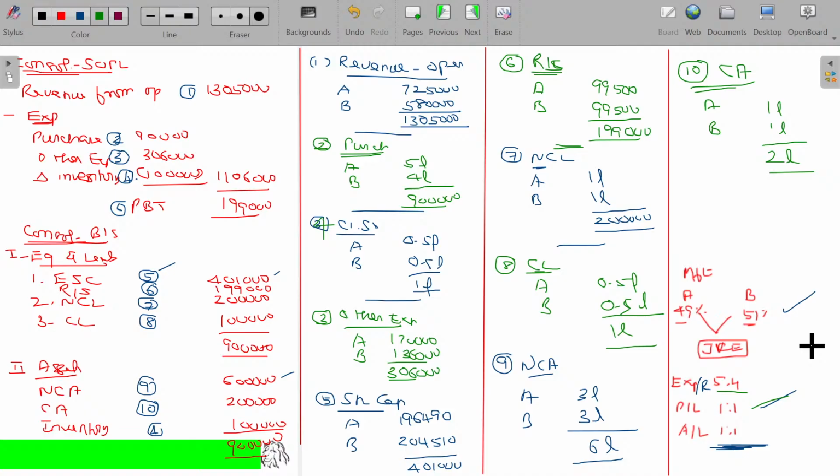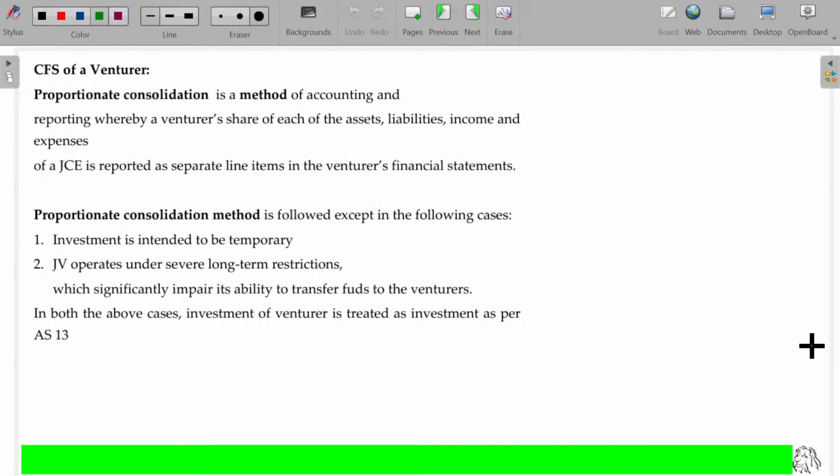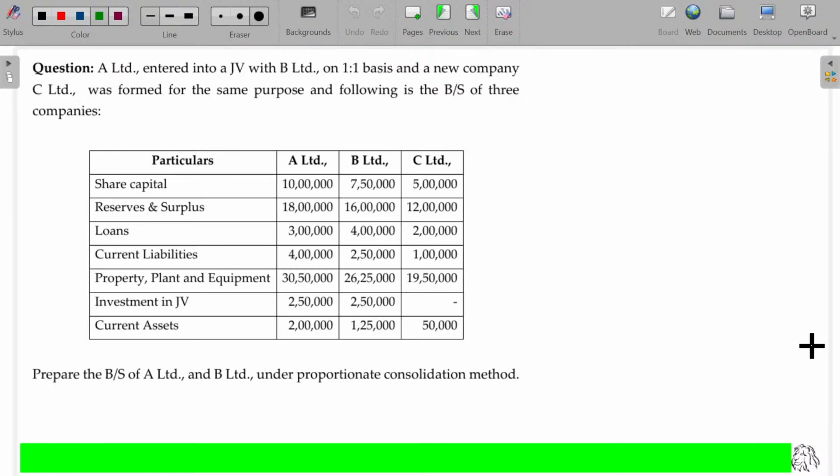Now we'll move on to the next one. Clear? So we'll deal with this illustration also. A Limited entered into joint venture with B Limited on 1:1 basis, and new company C Limited was formed for the same purpose. Prepare balance sheet of A Limited and B Limited under proportionate consolidation method. Okay, proportionate consolidation method.